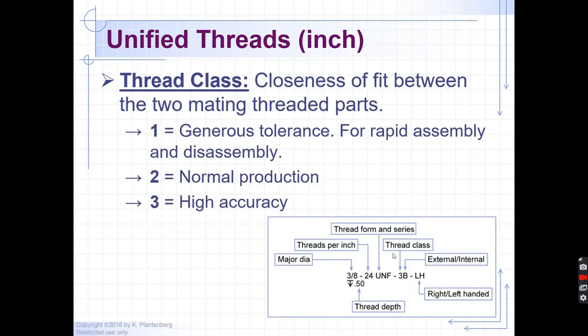Okay, the thread class here is the closeness of fit between two mating parts. 1 is a generous tolerance for rapid assembly and disassembly. 2 is normal production. 3 is high accuracy. Normally, if it is not there, we will assume it is a number 2.